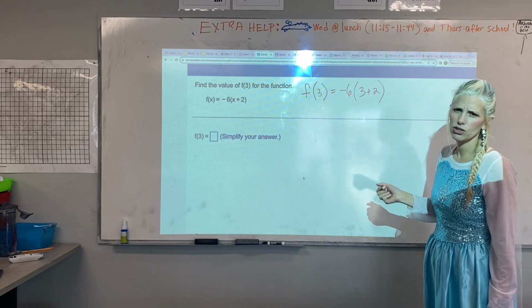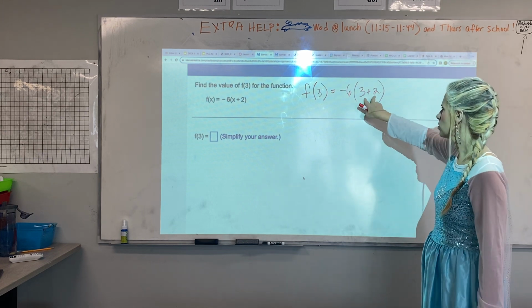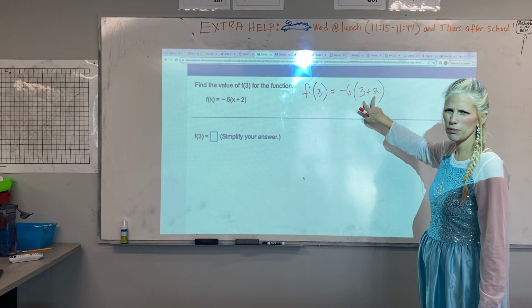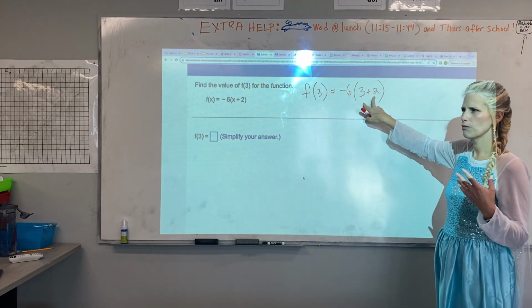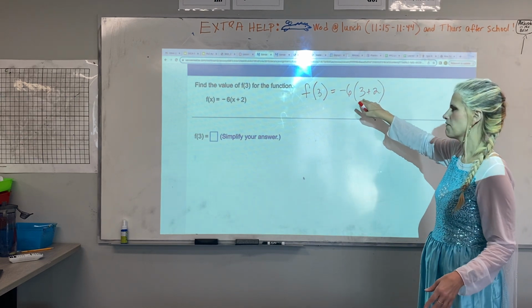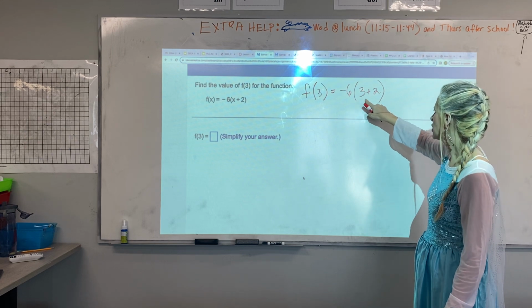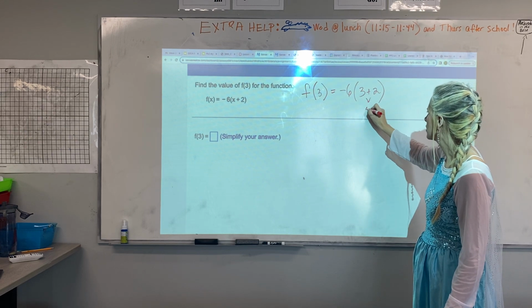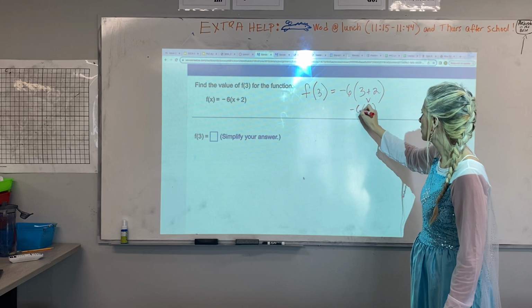I know you guys love to distribute, but it's also really simple if you just solve what's inside your parentheses. Distributing is really meant for if there's a variable involved. But since we can solve what's in here, we do 3 plus 2 is 5. 5 times -6 is what?